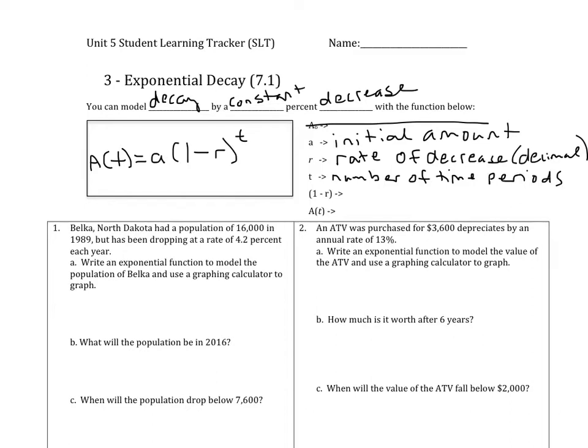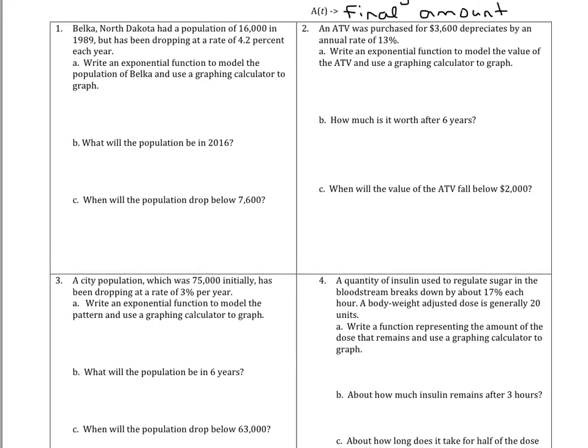One minus r is the decay factor this time. It's a factor because we're multiplying by it, and it's decay because it's less than 1. And A of t is our final amount. So let's look at example number 1.